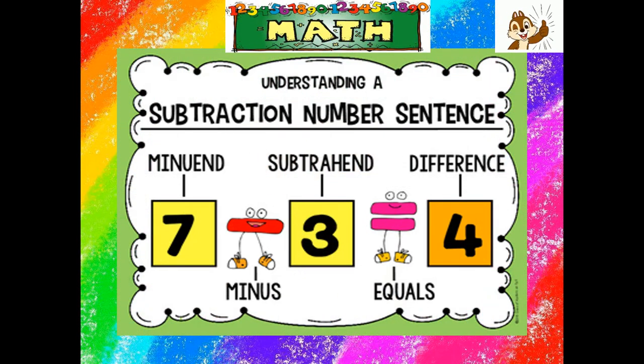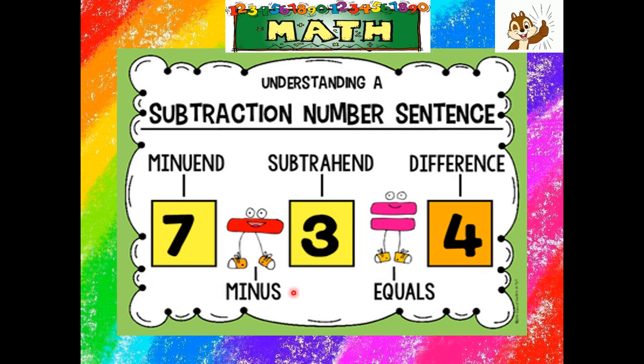So I have here a subtraction number sentence. I have here 7, 3, and 4 as your numbers. So let us first take the number 7. Now this number 7 is called minuend. The minuend is the first number in a subtraction sentence from which another number is to be subtracted, or we can take away from this number.